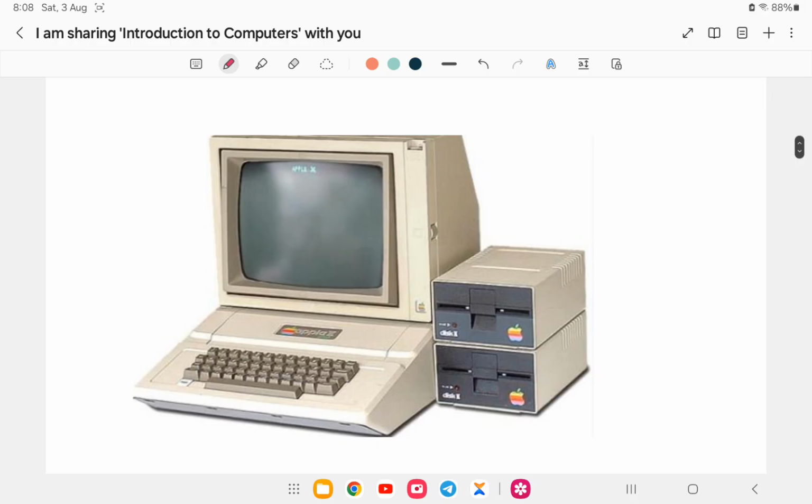So this is an example of an Apple II computer which is of fourth generation, Apple II, or Apple II under Macintosh texture. So I hope you're clear with this. Let us go to question number 8.